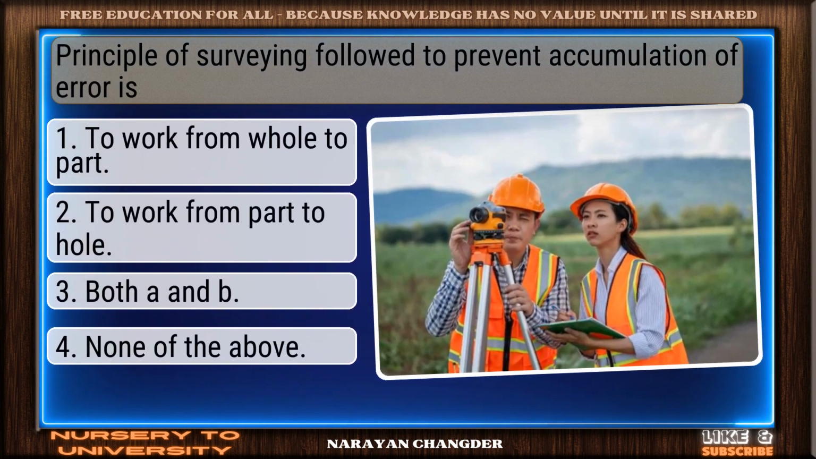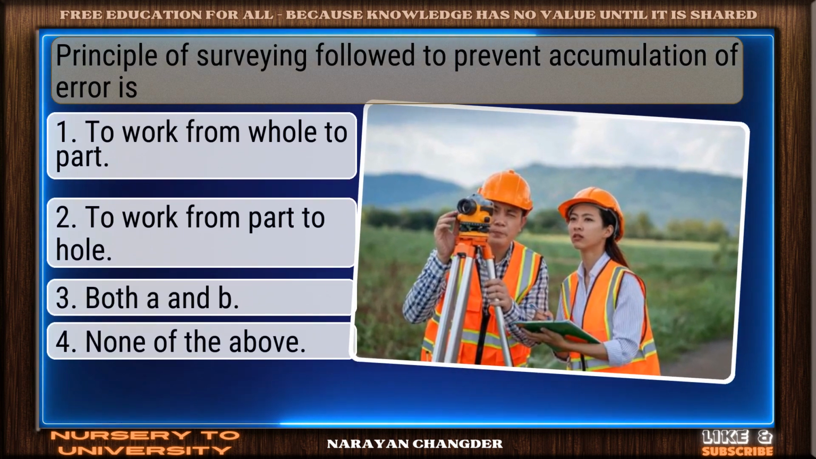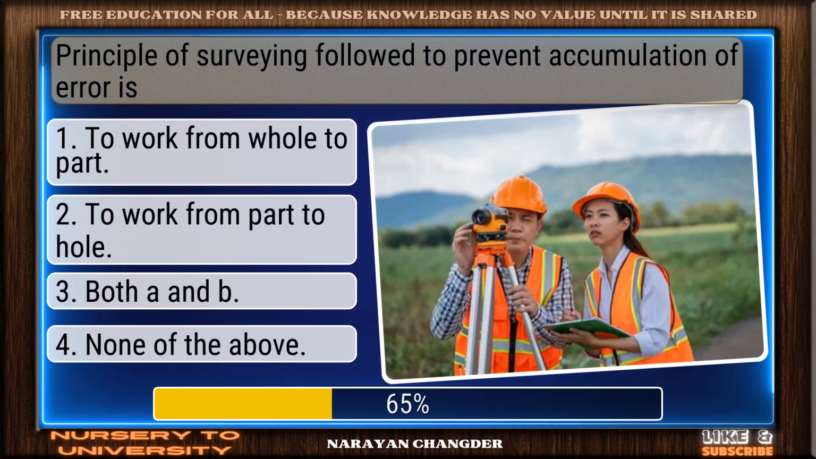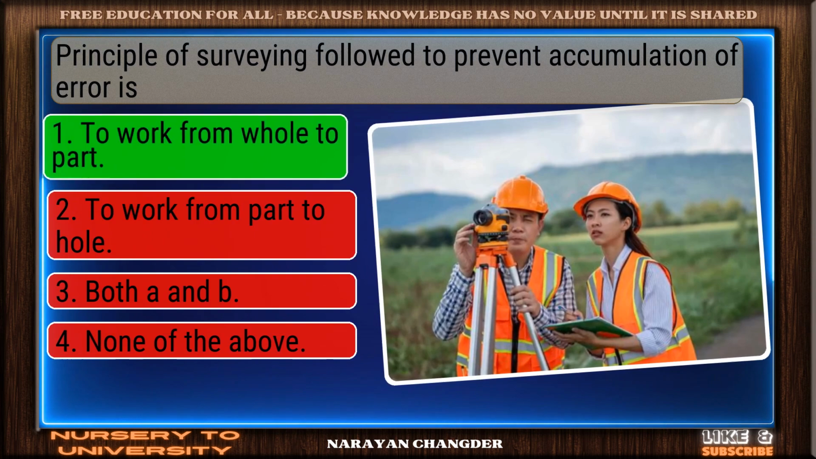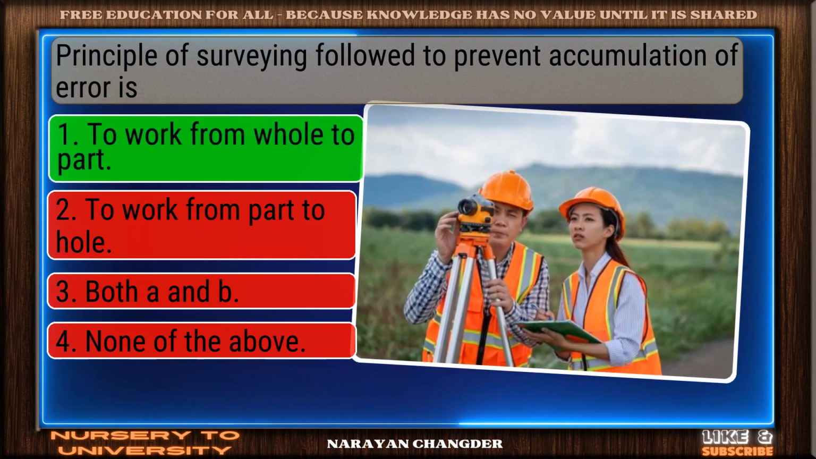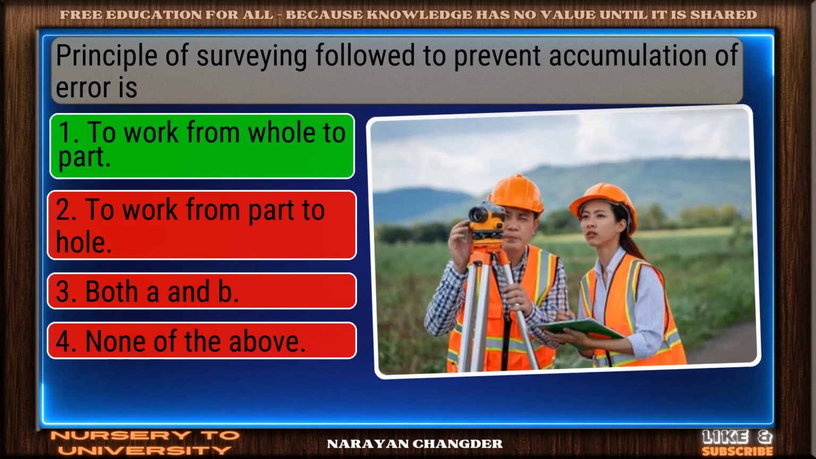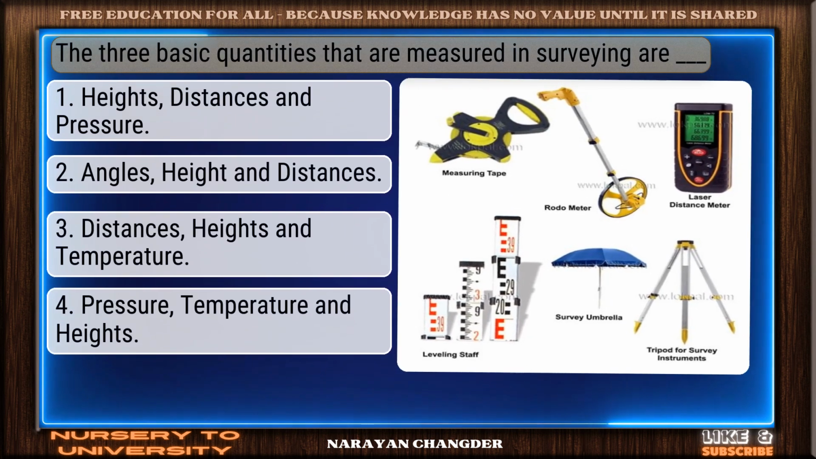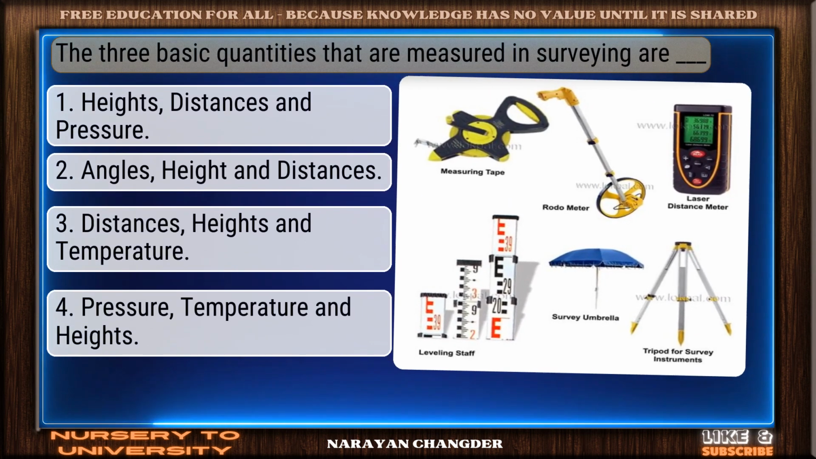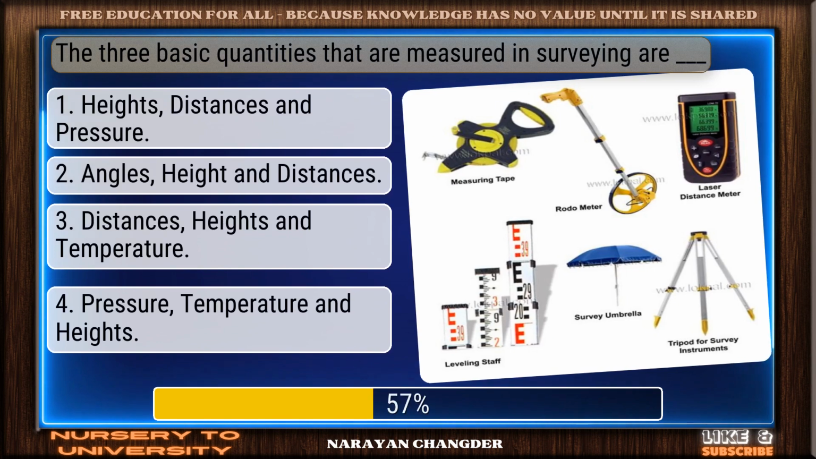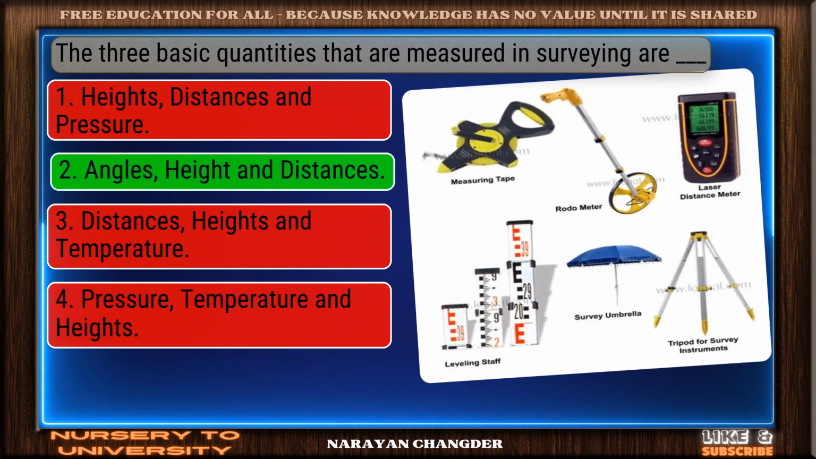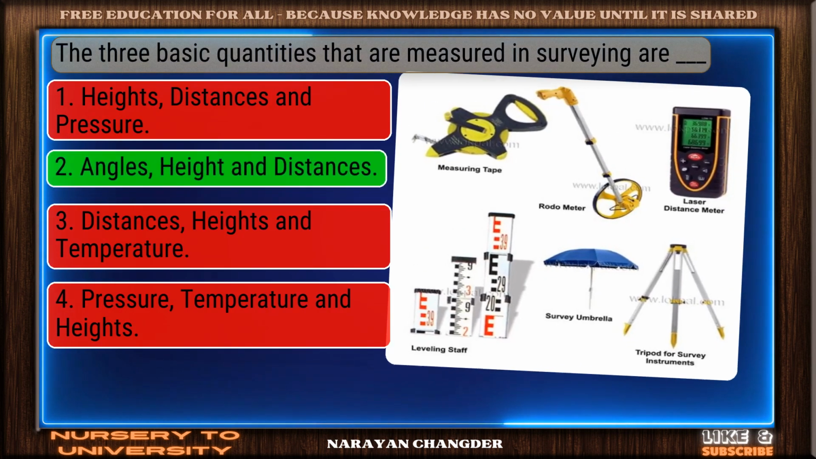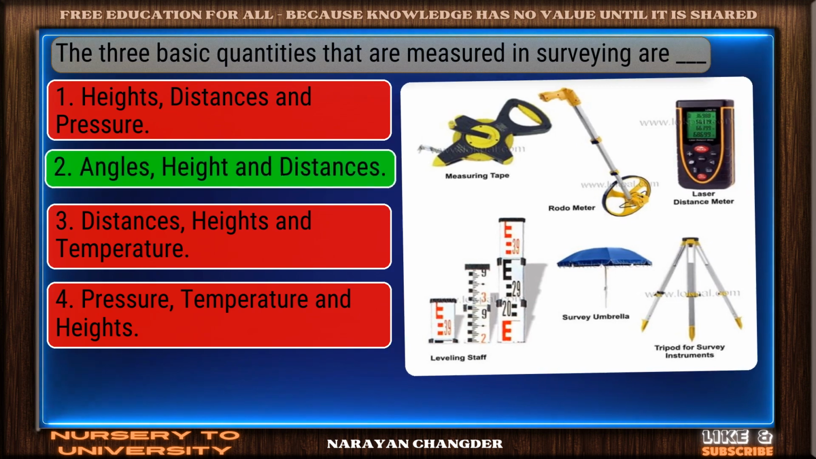Principle of surveying followed to prevent accumulation of error is... Exactly. To work from whole to part makes sense, and it is the right choice. The three basic quantities that are measured in surveying are dash. Smart pick. Angles, height and distances is the correct choice.